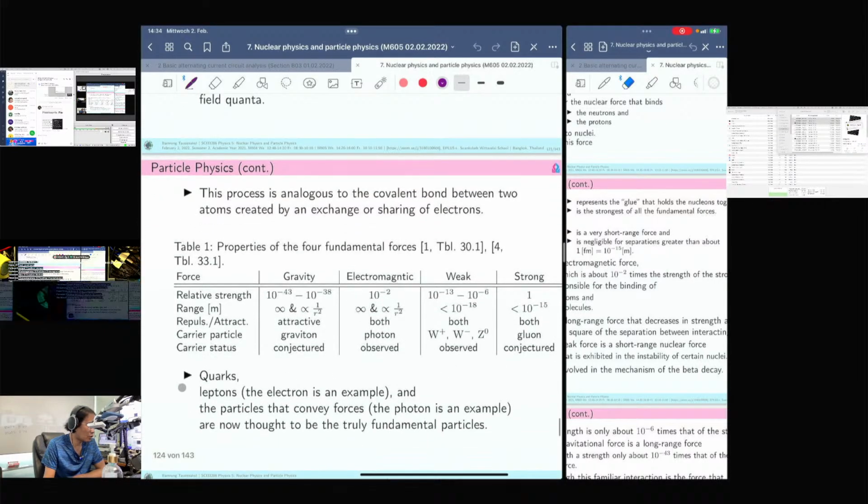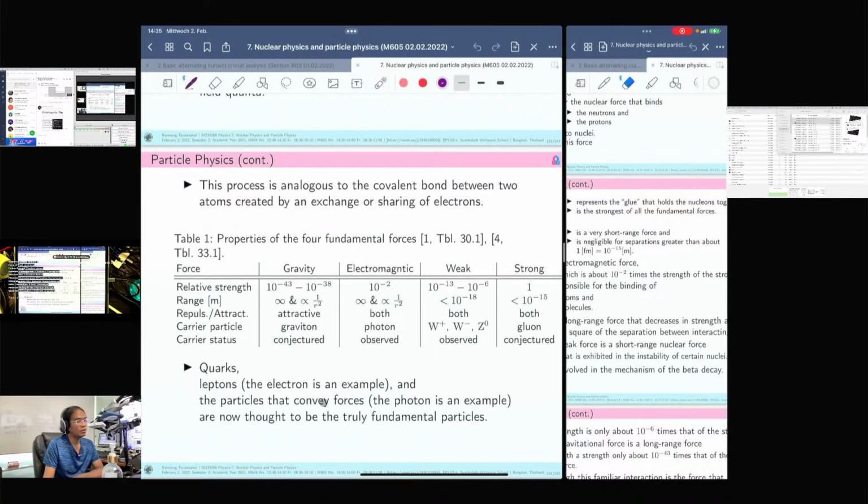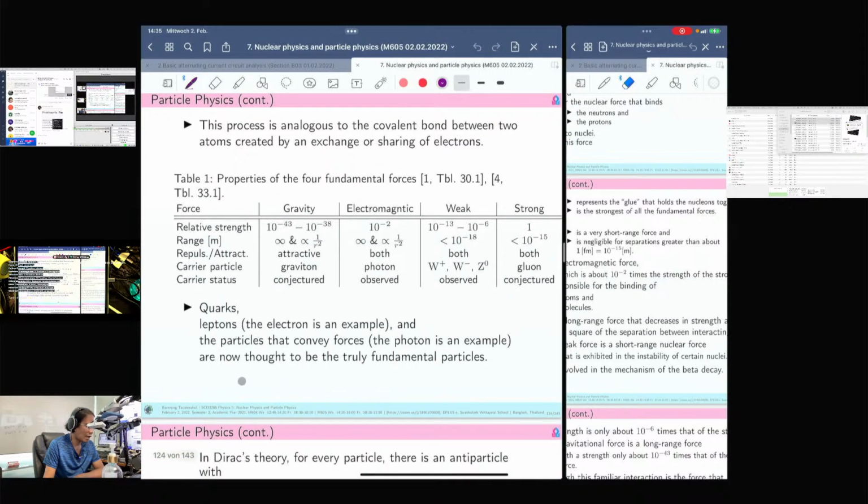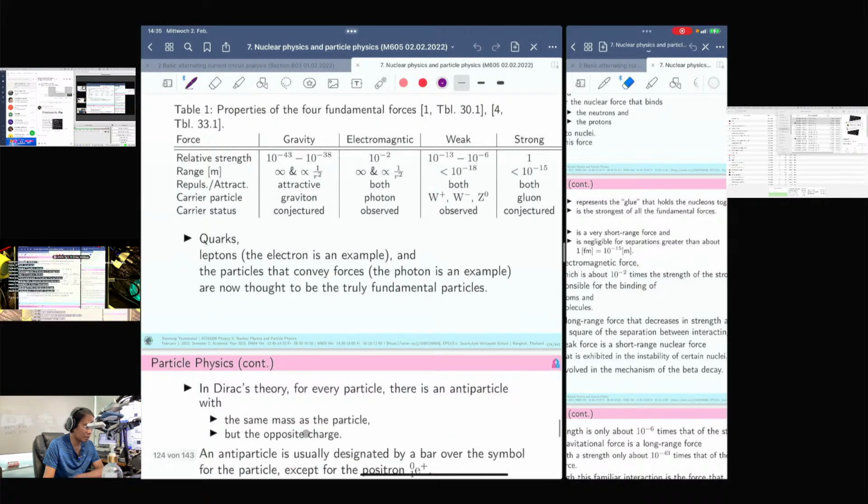Let's take a look at quarks and leptons. Let's talk about the elementary particles we need to build up the standard model. Quarks, leptons. The electron is an example of a lepton, and the particles that convey force, for example the photon, are now thought to be the truly fundamental particles. There are several hundred particles that humans could find, but only these three, quarks, leptons, and the particles that convey force, which are the carriers, are considered the truly fundamental particles.